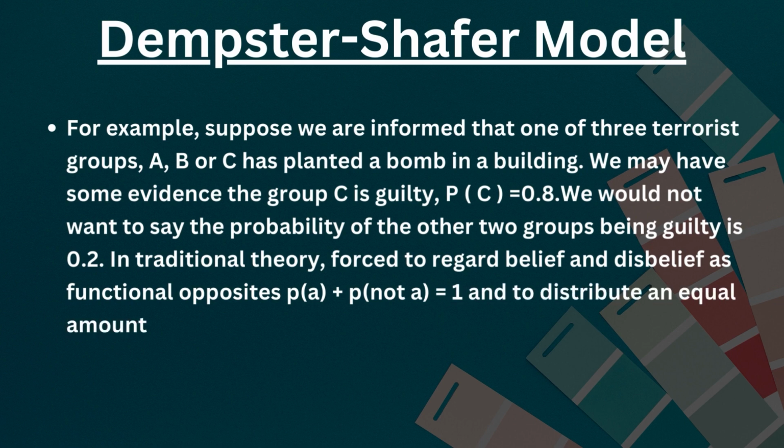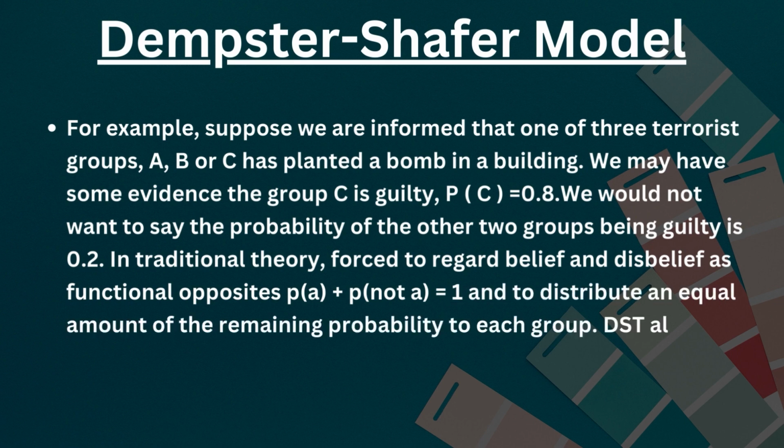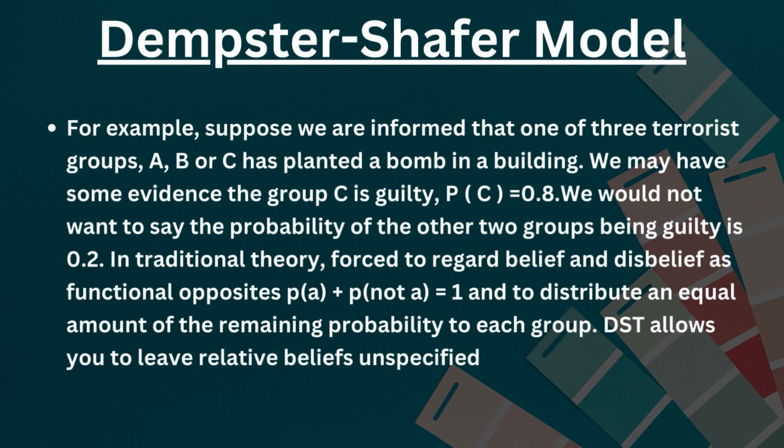So, for instance, if we believe there is an 80% chance that group C is guilty, so the probability of guilt for group C is 0.8, then we might be forced to allocate the remaining 20% evenly to groups A and B, saying that each has a 10% chance. This we used to do in the probabilistic theory. However, Dempster-Shafer theory offers a different approach. We are not constrained to distribute belief and disbelief in a strictly complementary manner. This is a crucial departure from the traditional probabilistic theory.